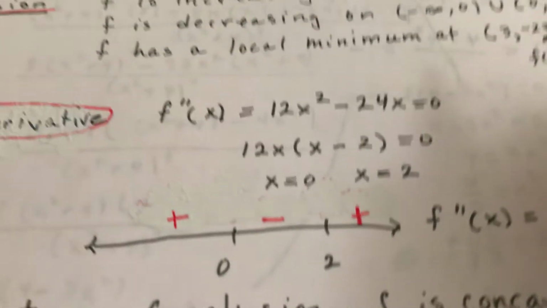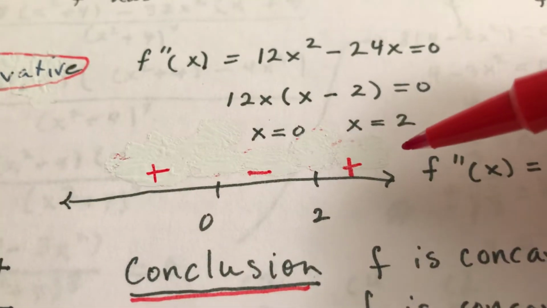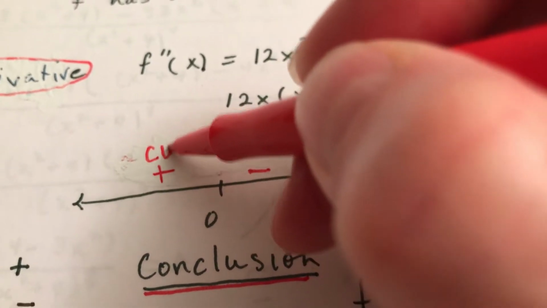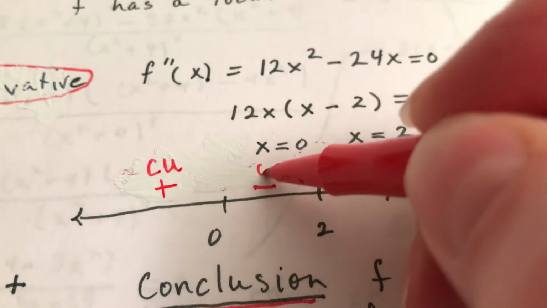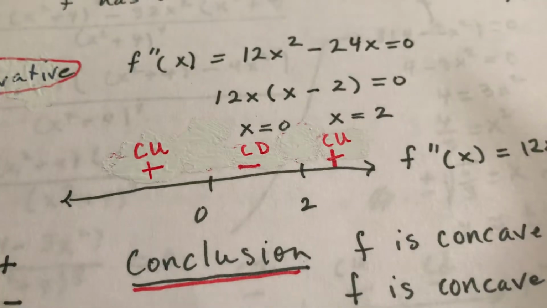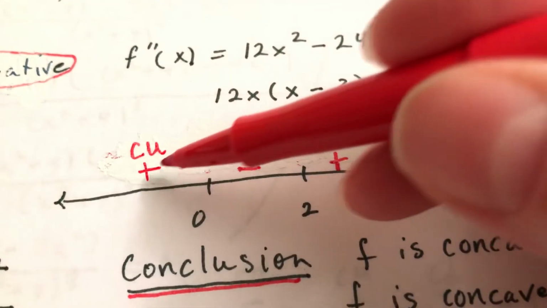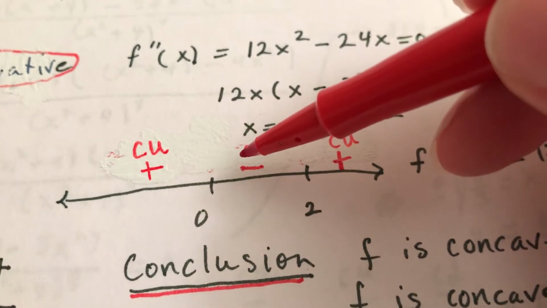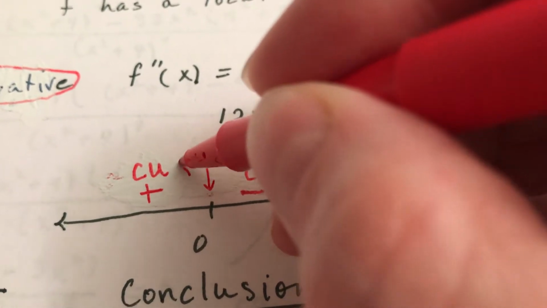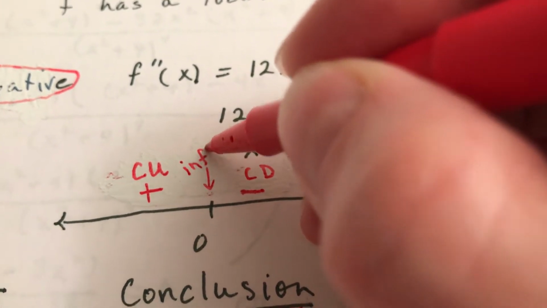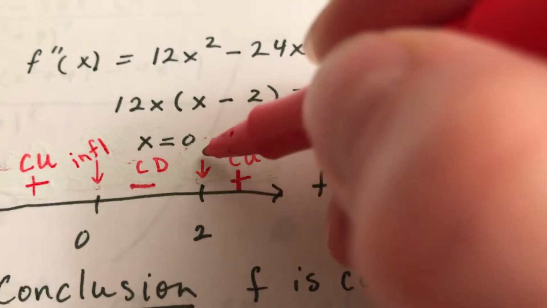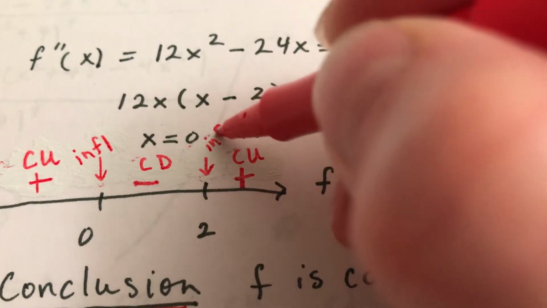All right. So we were just looking at the signs, plus minus signs here. And this means concave up because we're dealing with the second derivative. This means concave down, and this means concave up. Okay. Now where there's a change of concavity, you have an inflection point. So right here is a point of inflection. I'll just put INFL for inflection there. And this one as well. That's also an inflection point.